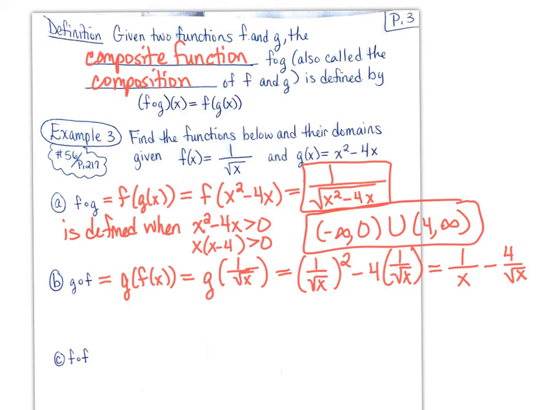So if you want to say that X is greater than 0, this is defined when X is greater than 0, or in other words, you have all of this on your number line. Open circle at 0, everything to the right of it. How do you write that in interval notation? Yes, parentheses 0, comma, infinity.